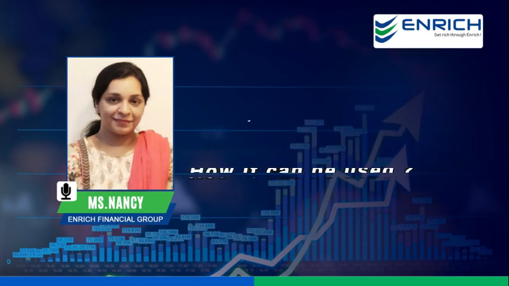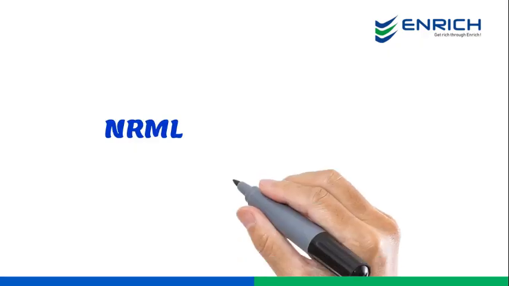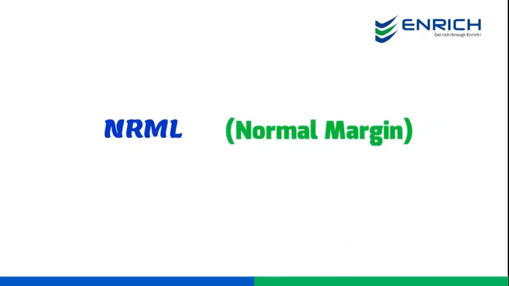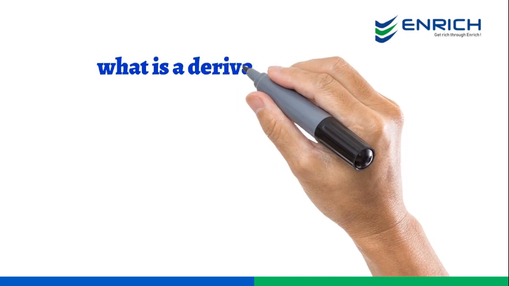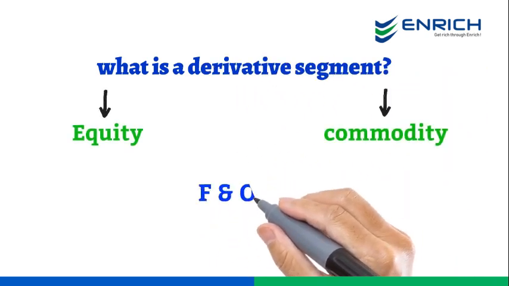This is Nancy. In today's video, we're going to look into what an NRML order is and how it can be used. NRML, or normal margin, is an order type that is used to carry forward a product in the derivative segment. Now, what is the derivative segment? The F&O in both equity and commodity is termed as derivative segment.